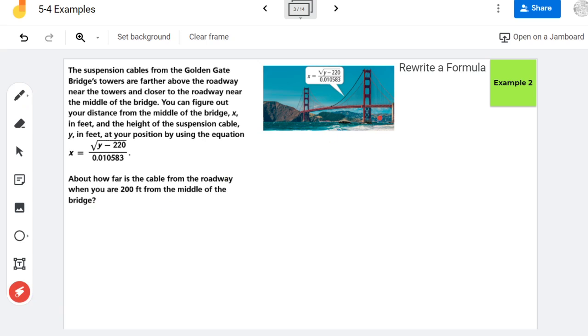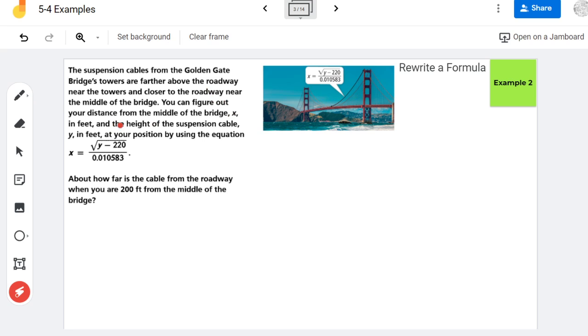So this problem is actually dealing with the Golden Gate Bridge. It says that the suspension cables from the Golden Gate Bridge's towers are farther above the roadway near the towers and closer to the roadway near the middle of the bridge. You could see them right here. That's the suspension cable they're discussing.